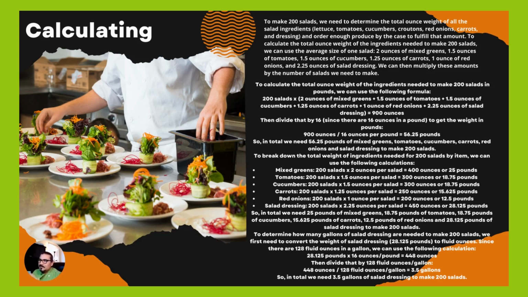Okay, so that's your base number for the salad. To calculate the total ounce weight of the ingredients needed to make 200 salads in pounds, we can use the following formula. Okay, so here's how we do it. Guys, I think what I needed to do was break it down a little more clearly for everybody, so I'm going to try to do that right now.